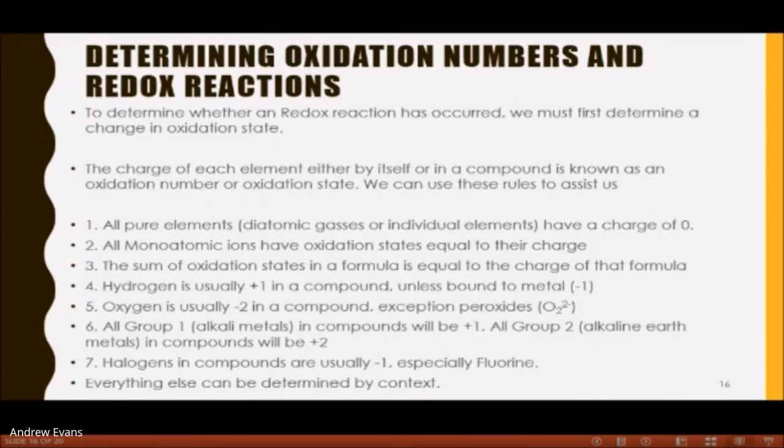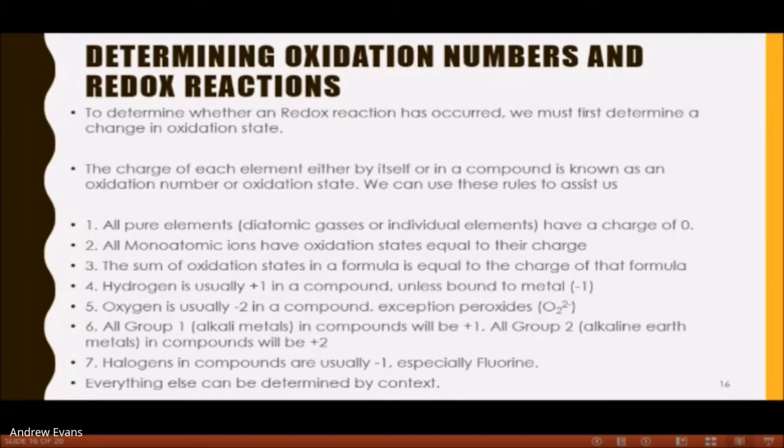Now, here's where it gets a little tricky. Breaking this down, the sum of the oxidation states in a formula is equal to the overall charge. So what does that mean? In a compound like OH-, the charge of oxygen and the charge of hydrogen have to add up to give you -1. So whatever oxygen is and whatever hydrogen is, they will add together to give you -1.